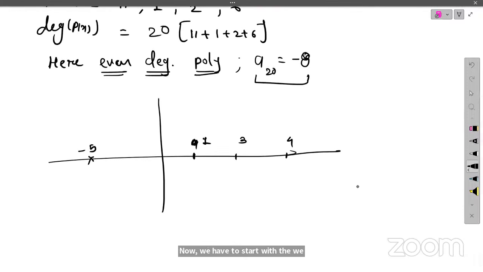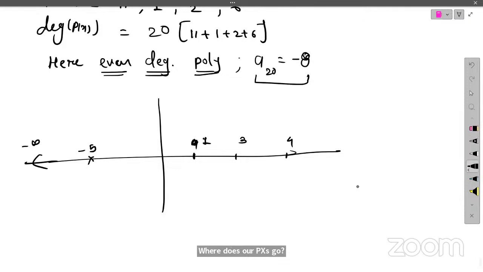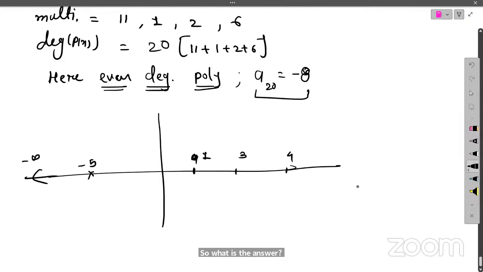Now we have to start. First we have to judge that as x goes to minus infinity, where does our P(x) go? So what is the answer? As x goes to minus infinity, where does P(x) go?